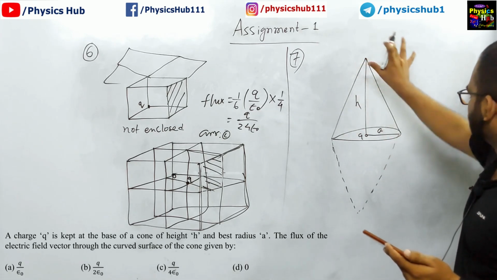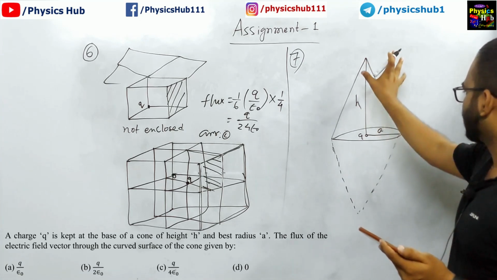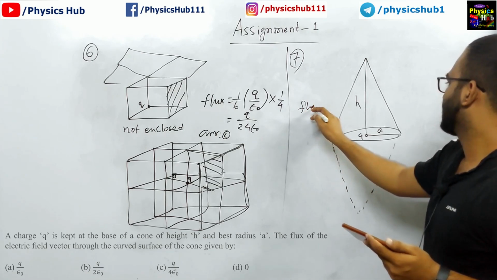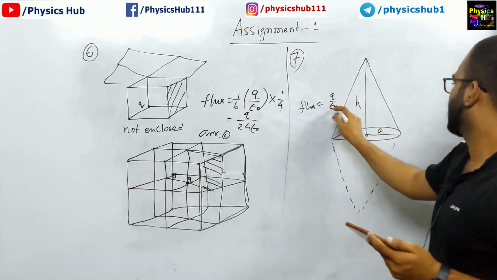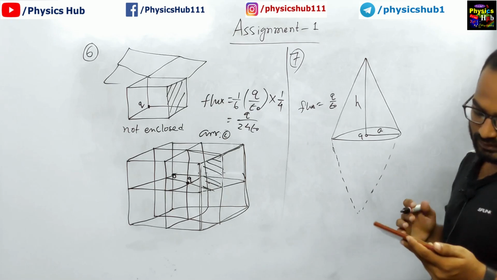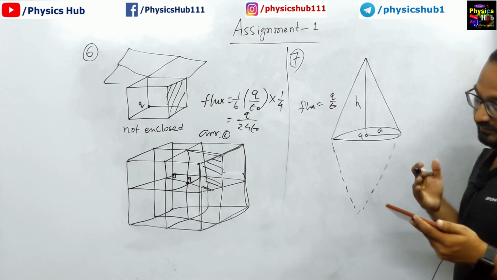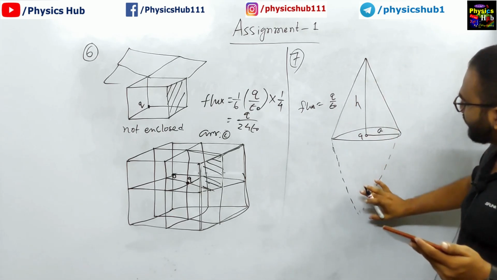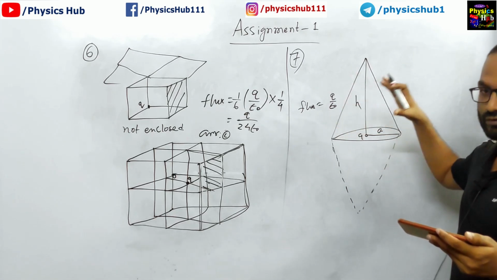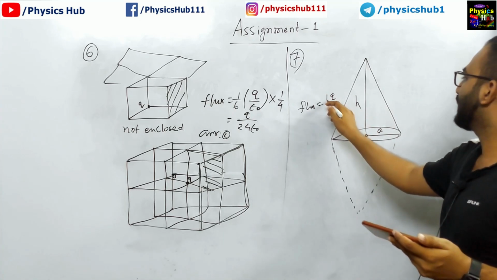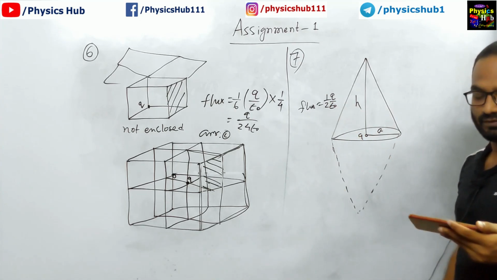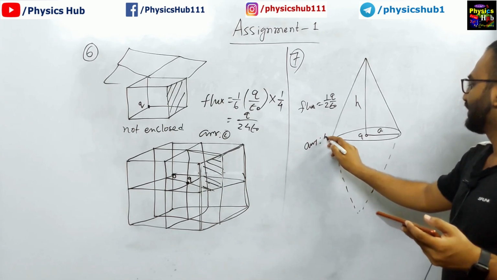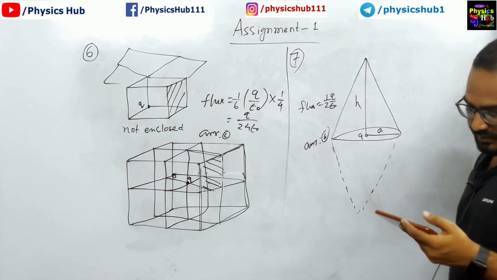So from this total cone, upper and lower, what is the total flux coming out? It is nothing but Q by epsilon naught. Now we have been asked to calculate the flux of the electric field through the curved surface. There are two curved surfaces and this is the total flux coming out. So through one surface, what will be the value? Half of it, so Q by 2 epsilon naught. It is matching with option B, so option B is the correct option for this question.